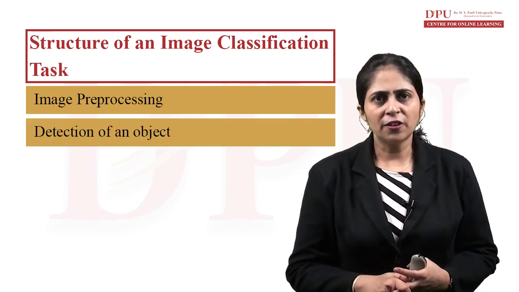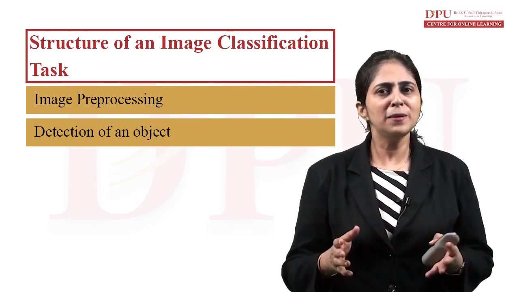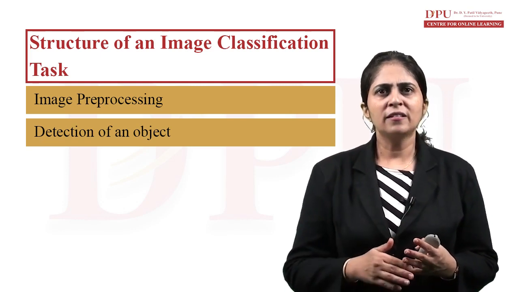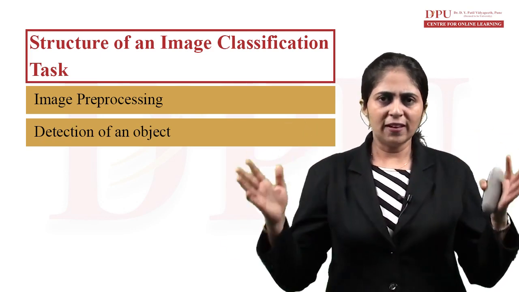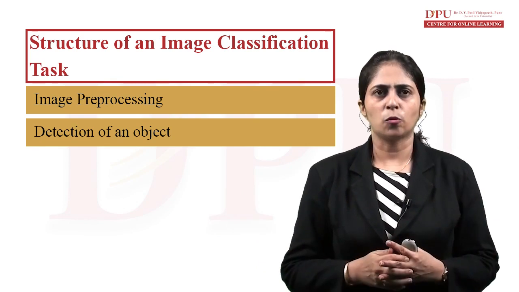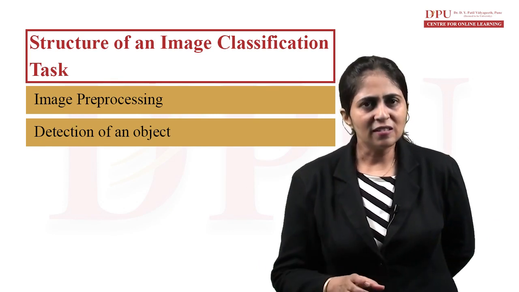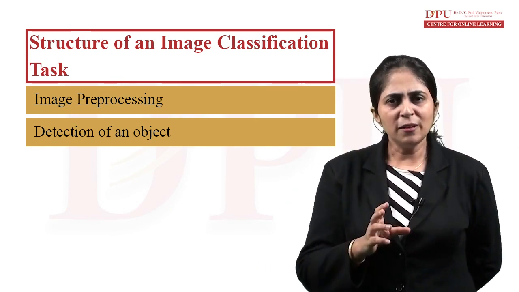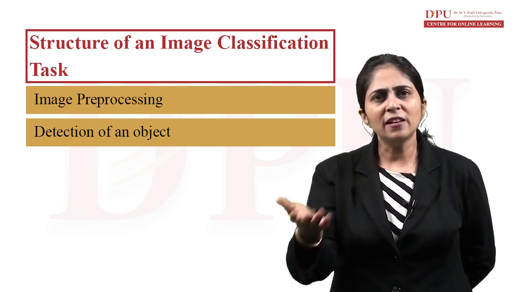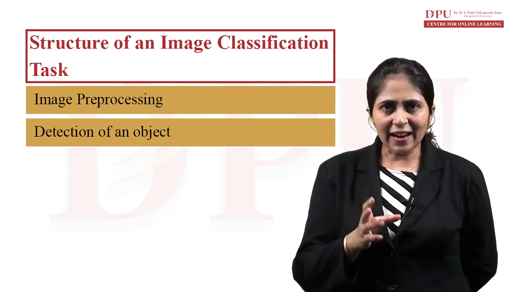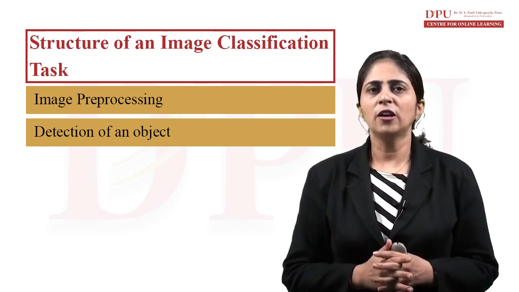Second, detection of an object. Now, detection refers to the localization of an object, which means the segmentation of the image and identifying the position of the object of interest. If we have an image, there can be multiple things in it, but we want to detect the important object. So, this is called detection. Detection refers to the localization of the object, which means the segmentation of the image and identifying the position of the objects in an image. That is called detection of the object.